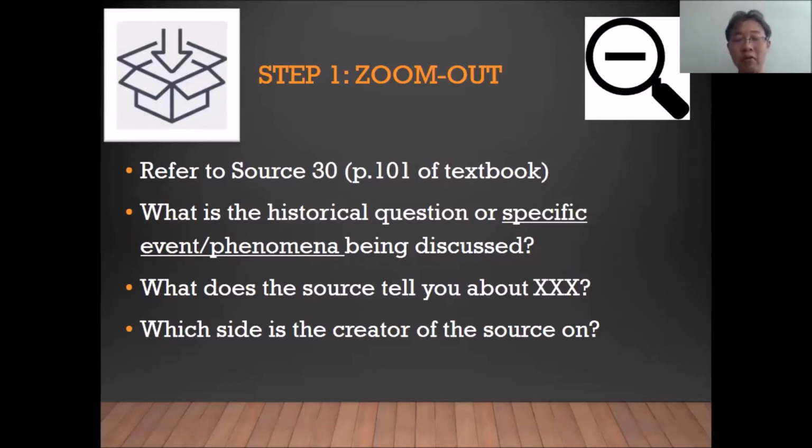So zoom out, ask yourself the question, what does this source, the gist of it, the main part of it, tell you about the historical event? In this case, he's against merger. You can do this very quickly.